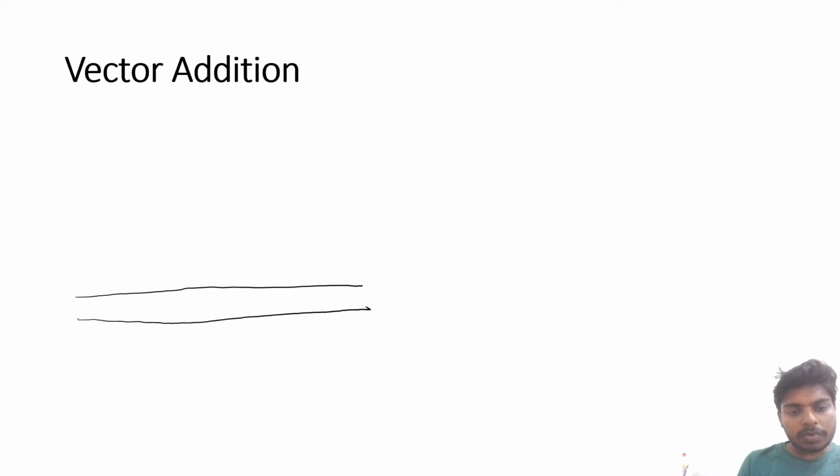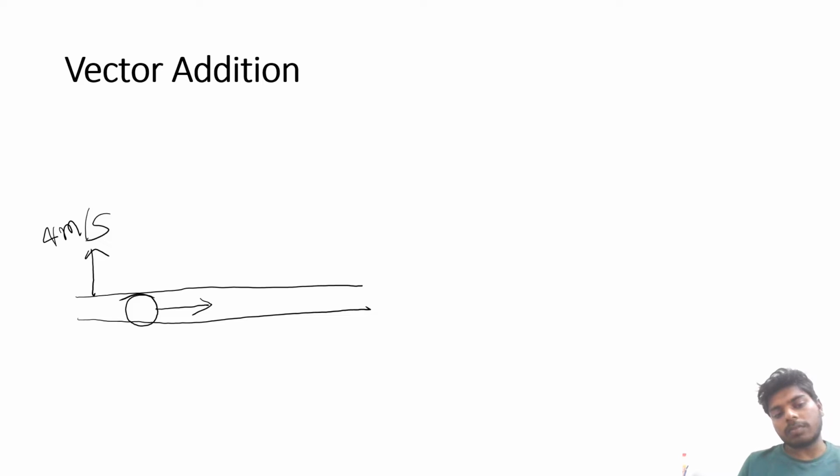There is a tube, inside it there is a ball, a small ball. And the tube is going upward with what velocity, 4 meter per second, and the ball inside the tube is moving horizontally. Both are in different directions, you can see. Okay.